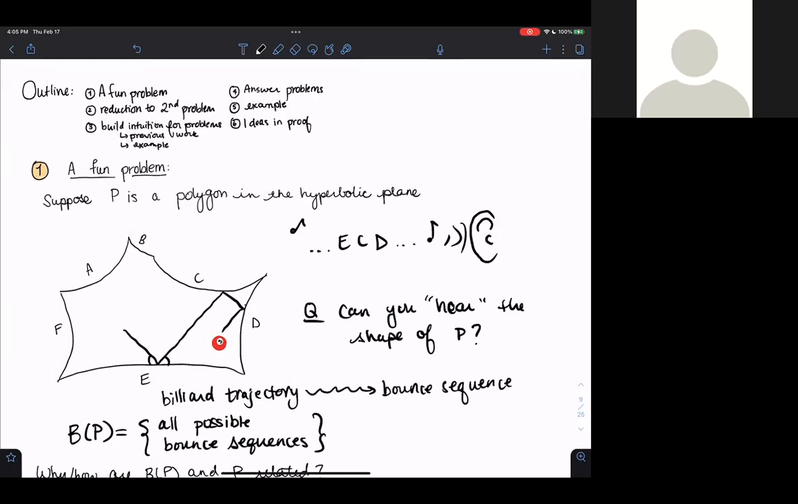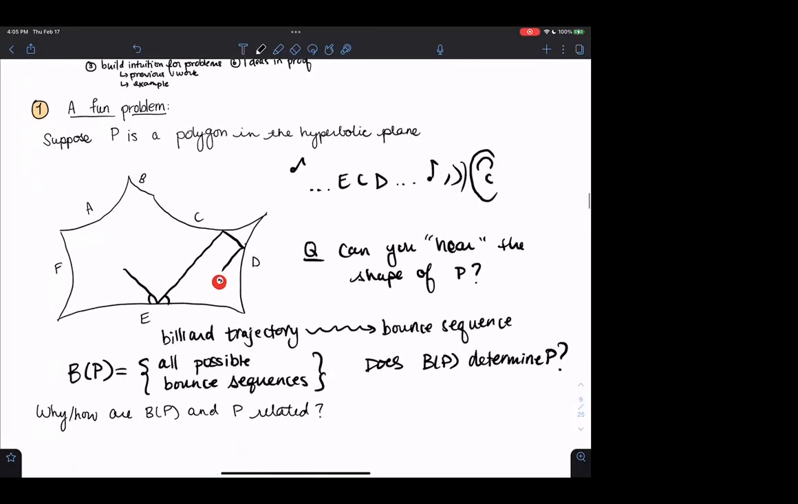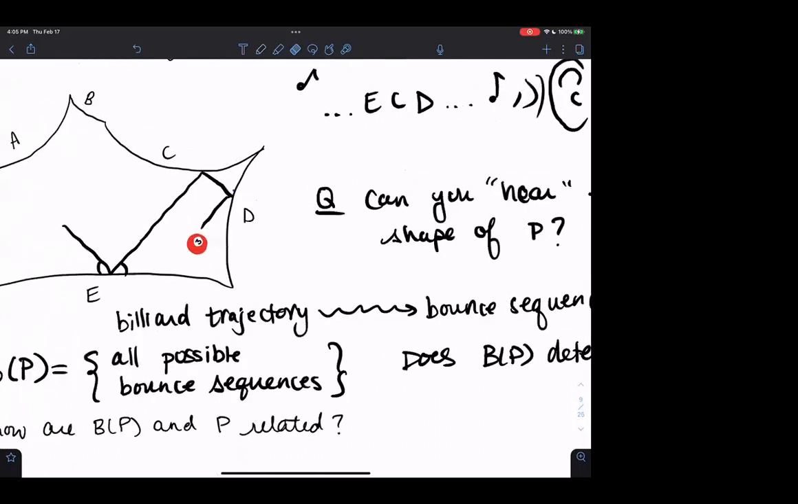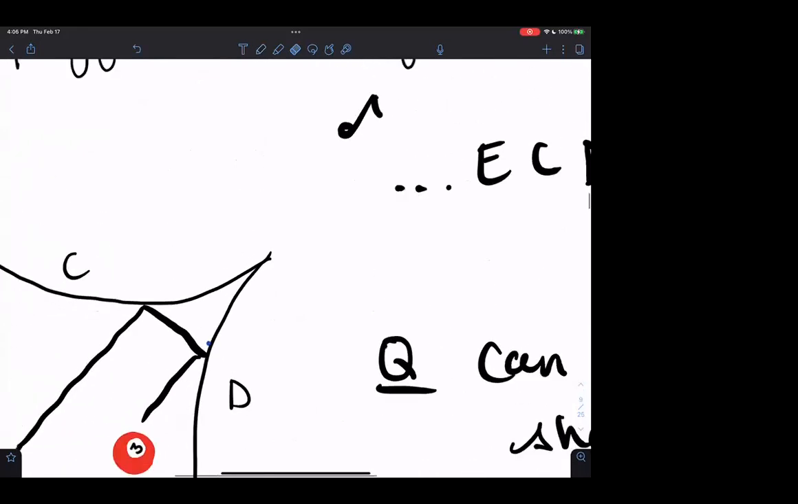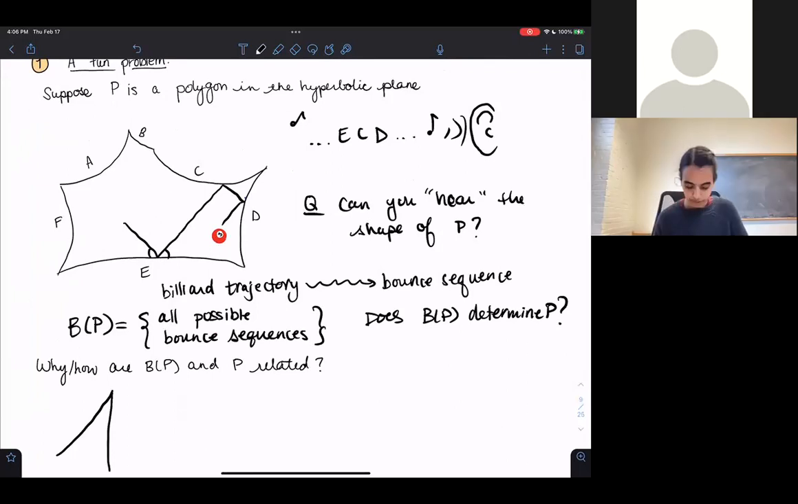the question is, does the set of all possible bounce sequences B of P determine P? Okay. So first I want to show a little bit about how these two are related. So let's say we go to our polygon and we zoom in on one vertex like this. Here it is. It looks almost flat because I've zoomed in so much. Let's say this was side A, and let's say this is side B, for example.